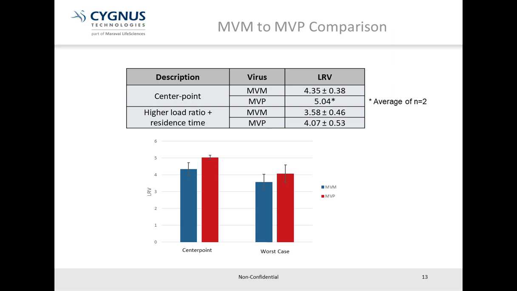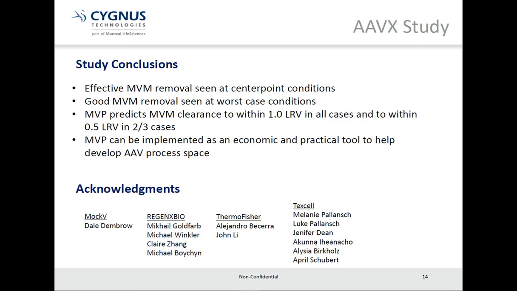On the left-hand side in blue, you have the MVM LRV results for center point, and in the red, you see the MVP LRV results for center point. Then on the right-hand side, the same style of reporting the results, but now with the worst case parameters. So you see, likewise, these drops in both particle types when you shift from center point to worst case. So this indicated that our approach to viral clearance with this non-infectious particle could indeed predict the outcomes of the MVM studies. So we're currently drafting a manuscript which will detail that study in much greater detail.